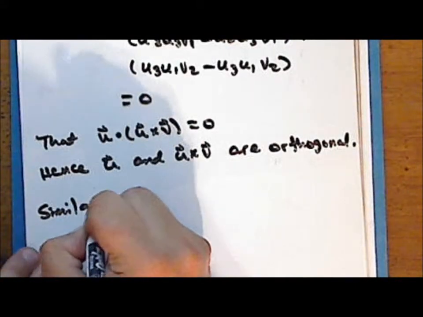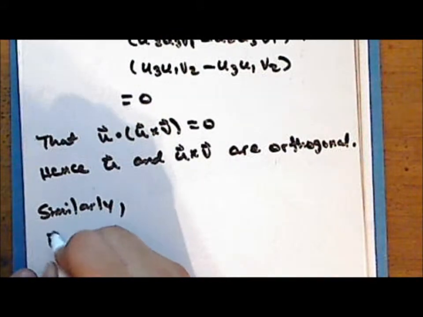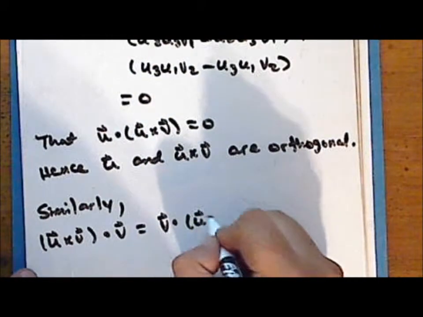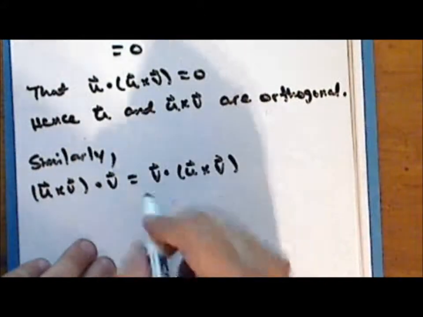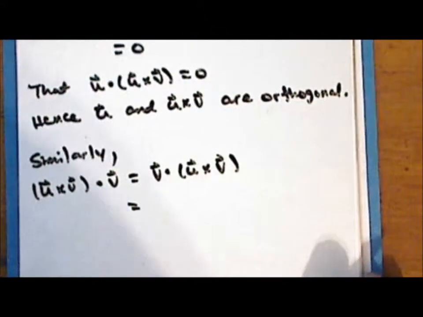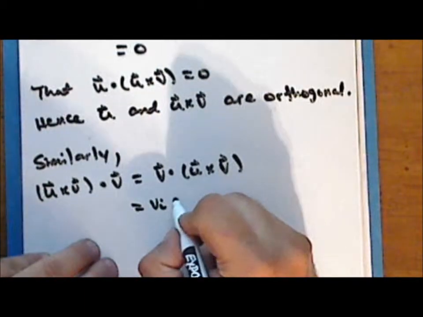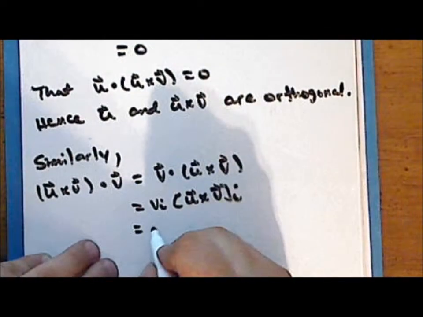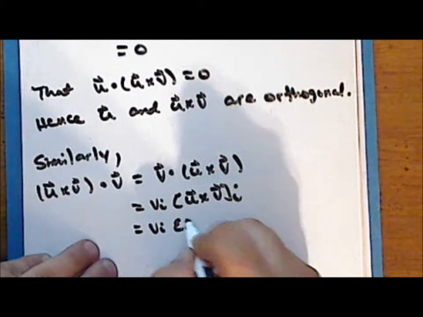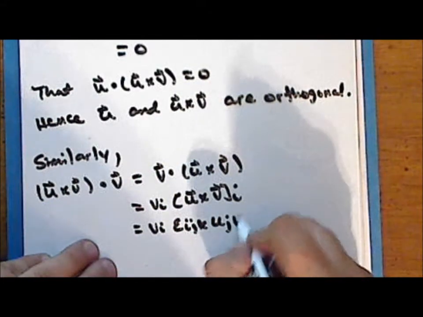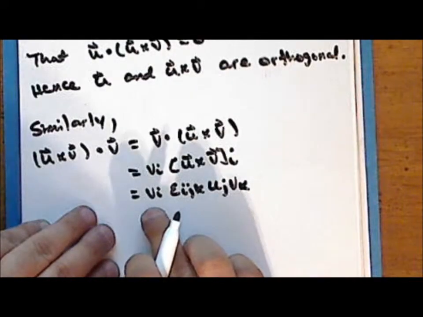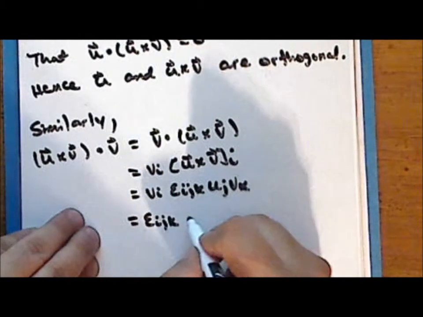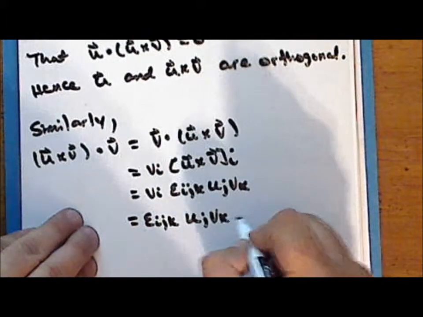Similarly, we have that the dot product of u cross v with the vector v is the same as v dot u cross v. Again, this is the sum of the products of corresponding components. So we have v sub i times the ith component of u cross v, which is v sub i times epsilon sub ijk u sub j v sub k. Again, we can bring the factor v sub i inside of the sum so that we have epsilon sub ijk u sub j v sub k times v sub i.